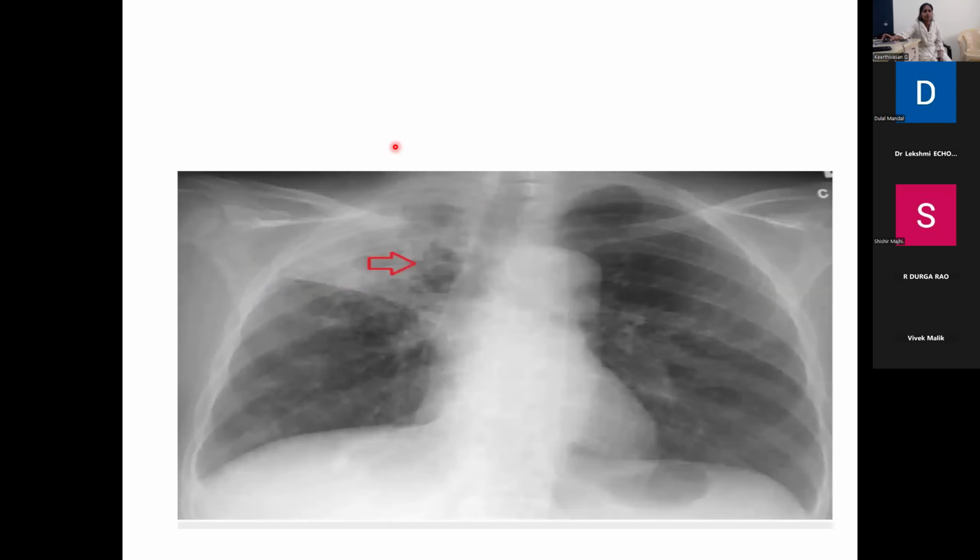Similarly here, this is the consolidation, and then here is the cavity formation.